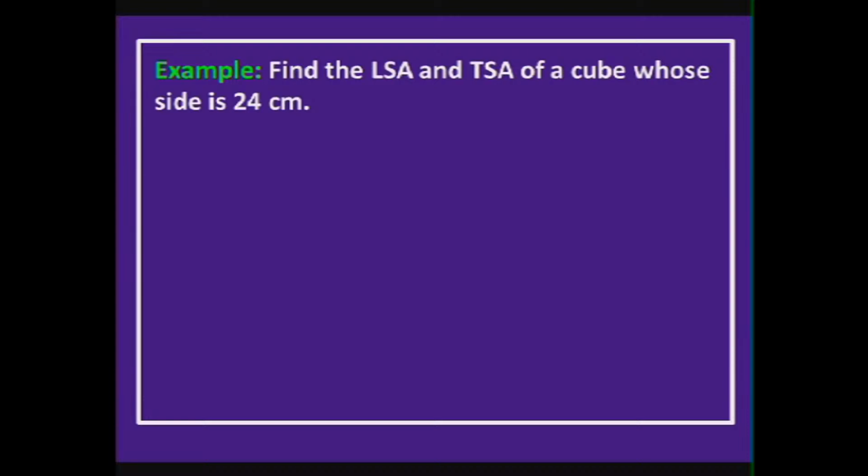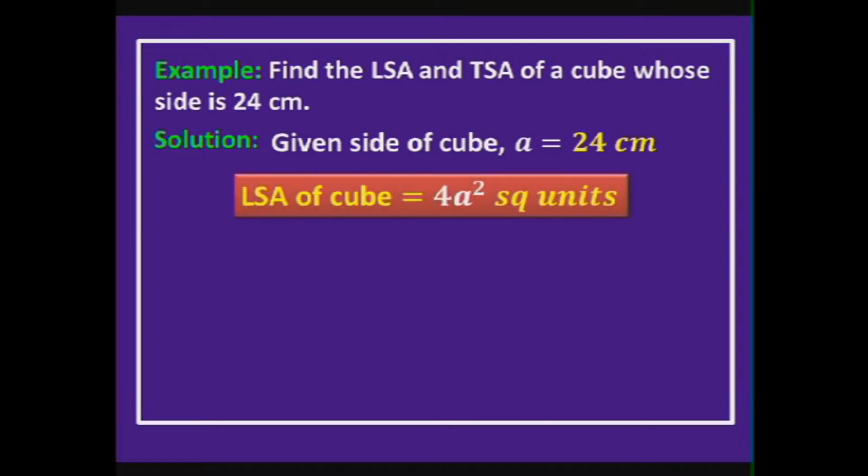Okay, children, let us see the example. Find the LSA and TSA of a cube whose side is 24 centimeters. Let us see the solution. So, first of all, let us write what is given to us, that is, the side of the cube a is 24 centimeters. Then what is the LSA of a cube formula, children? Yes, it is 4a square square units. Now, we will substitute the value of a in this formula.